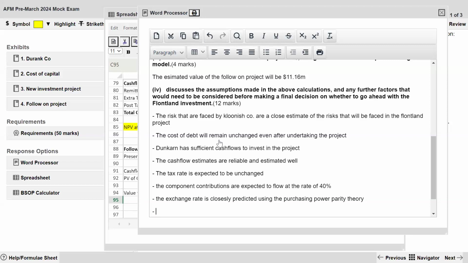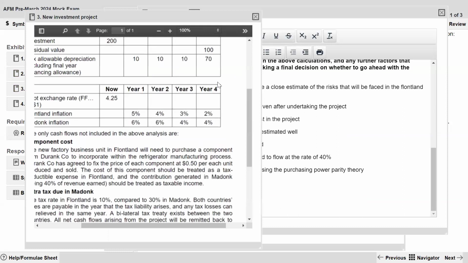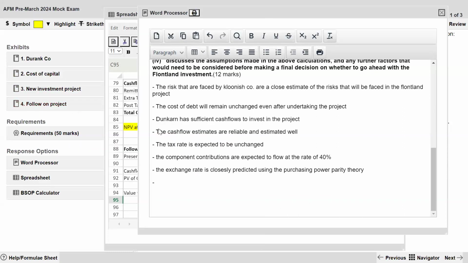So you see, what have I done? I've actually incorporated all these things. So now what you could do is take up all the cash flows, all the assumptions and just put it across. Then you have to mention the BSOP assumptions also. Then you have to mention the working capital assumption also. So you see, this is how you actually answer a question. You get my point?